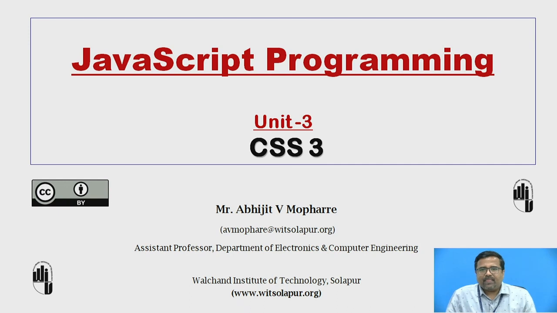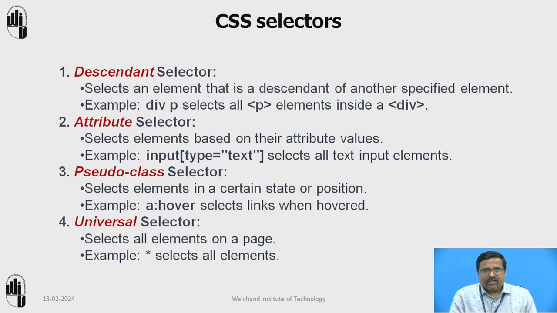In this session, I hope you have understood the concept of the CSS selector from the last session. Now we will continue with CSS selectors and understand the next subsequent selectors that we can use in CSS style sheets. These are descendant selectors, attribute selector, pseudo class selector and universal selector.